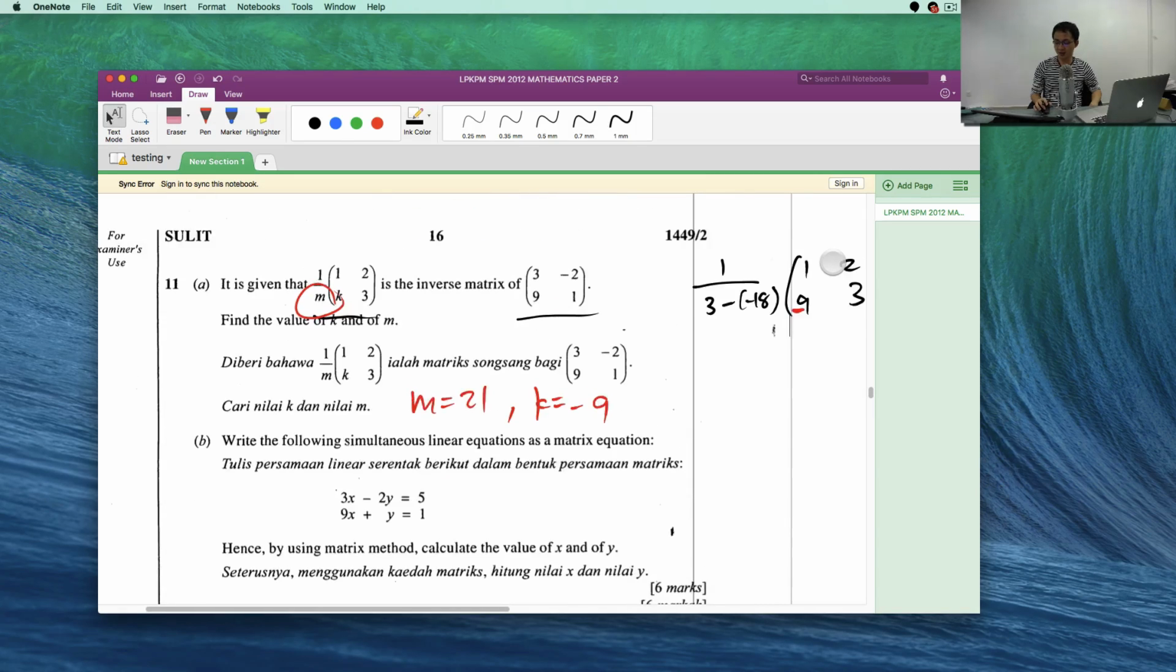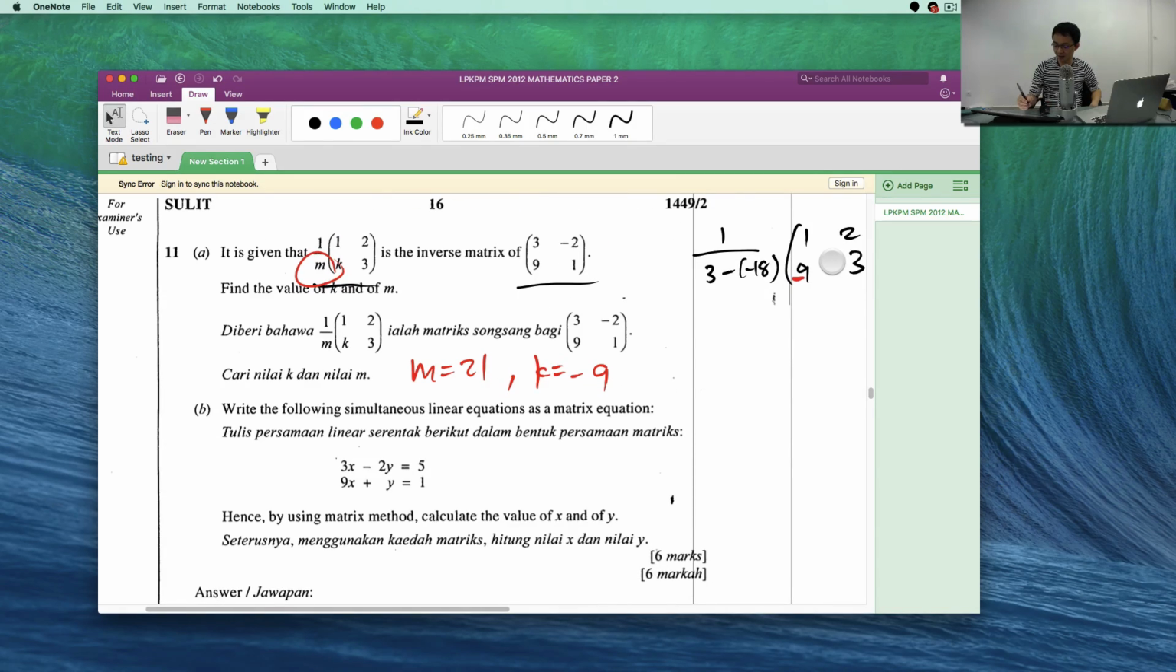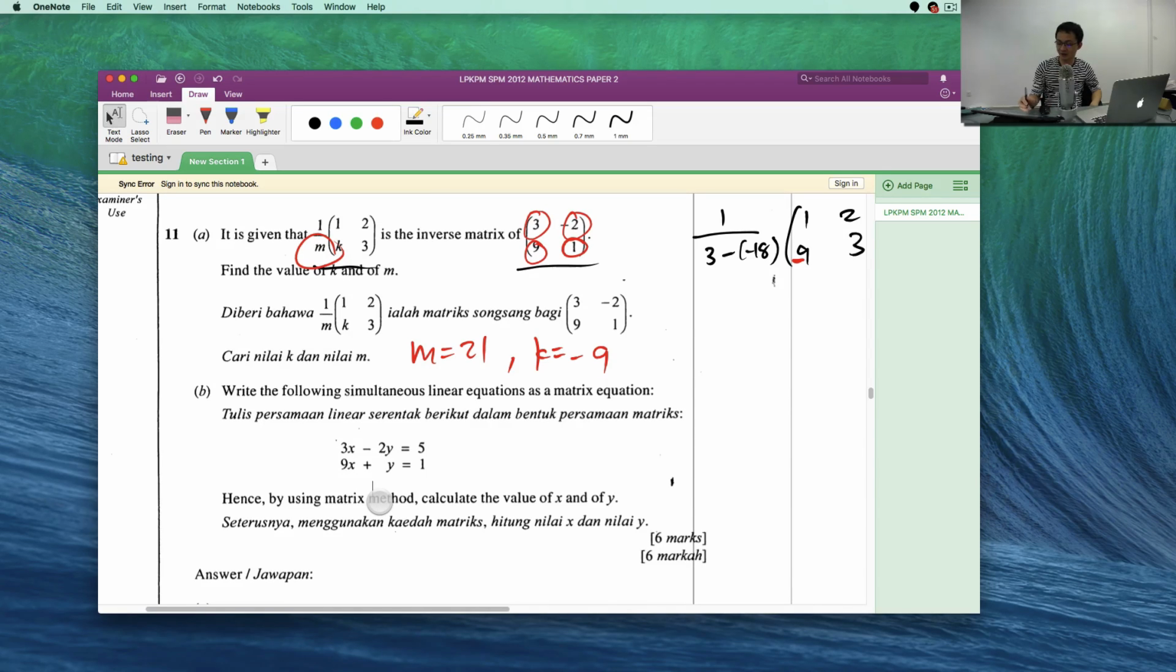So basically, I'm trying to see the number here. Is it the same as this one or not? This is 3, negative 2, 9, 1. 3, negative 2, 9, 1. Alright, it's matched perfectly. So I know later that my inverse matrix is over here. So let me just rewrite my inverse matrix first. It's 1 over 21, 1, 2, negative 9, 3. Alright, this is my inverse.